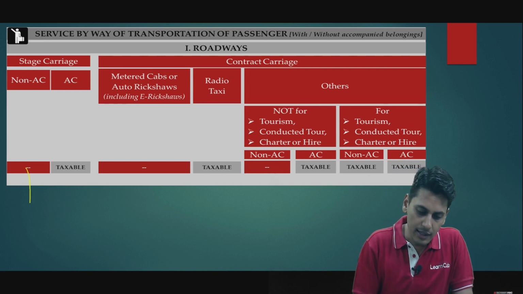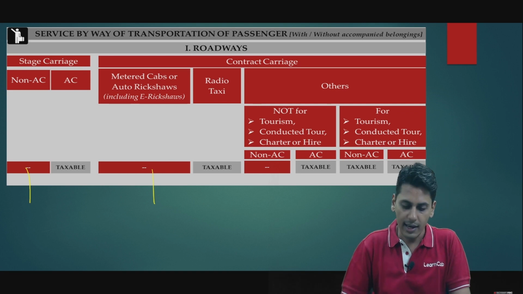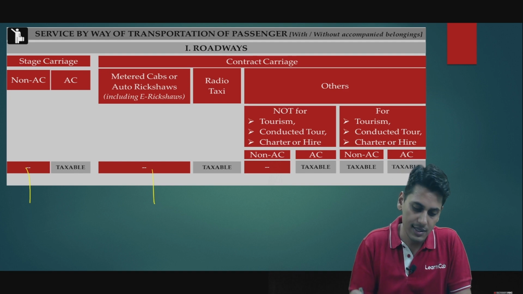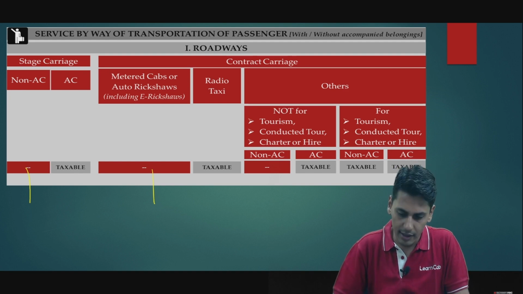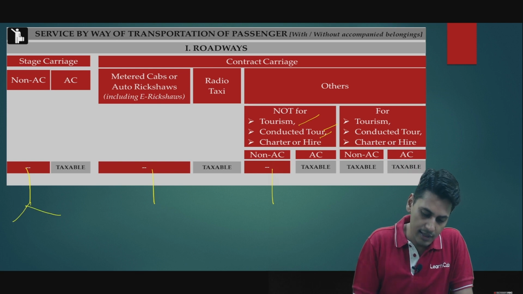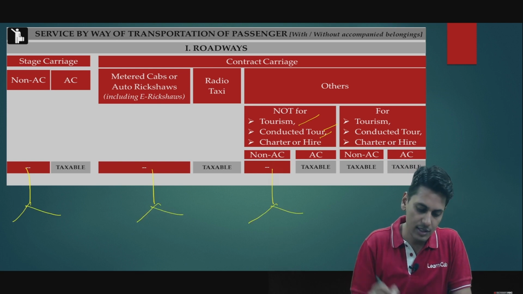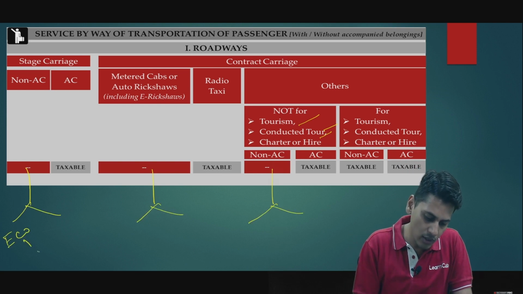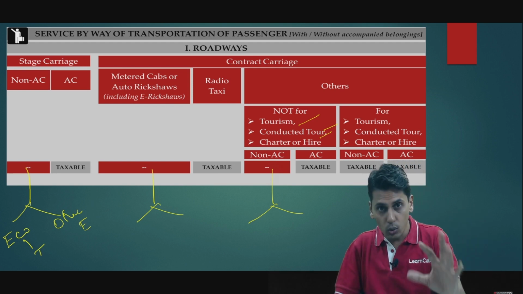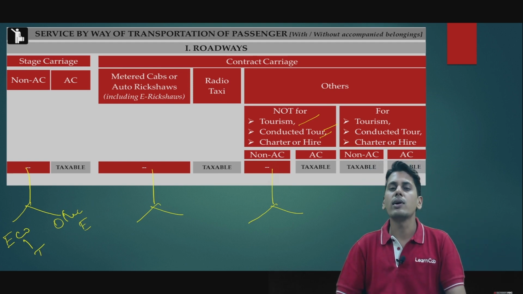So friends, the change is, if these three services which were earlier exempted, which means stage carriage, non-AC, metered cabs or auto rickshaws in case of contract carriage, and the residual category, which means other than metered cabs or auto rickshaws, other than radio taxi, if it was not for tourism, not for conducted tour, not for charter or hire, and if it was non-AC, it was exempted. Now friends, here there is a slight change. The change is, if it is provided through an ECO, it is taxable, otherwise it is exempted.